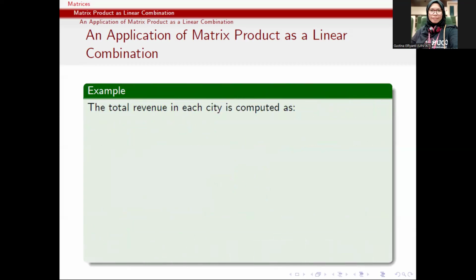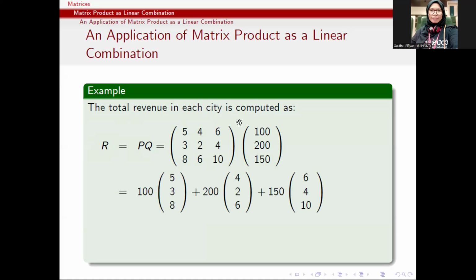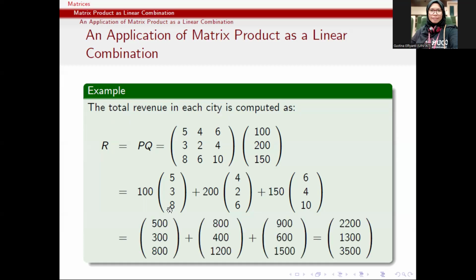The total revenue of each city is computed as, let's say we denote it as R, so R we get from the product of P and Q. So this is P and this is Q. So the product we can write as a linear combination of the column vectors of P, where the coefficients are the entries of Q. So we can write the product PQ as 100 of the first column of P plus 200 of the second column of P plus 150 of the third column of P. So we get the revenue is this one.